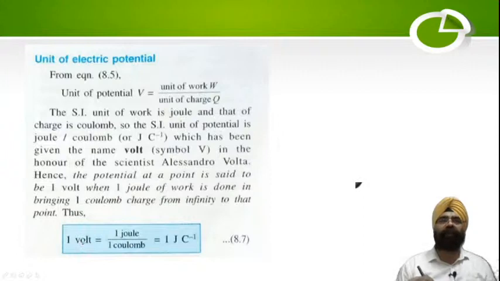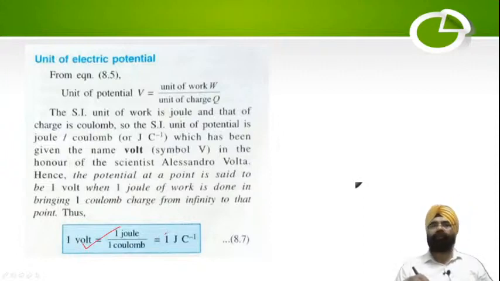We have understood that volt is the unit of potential and it is equal to 1 joule by 1 coulomb.